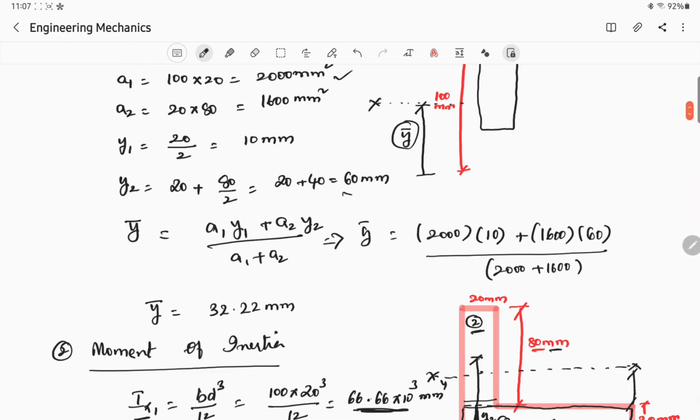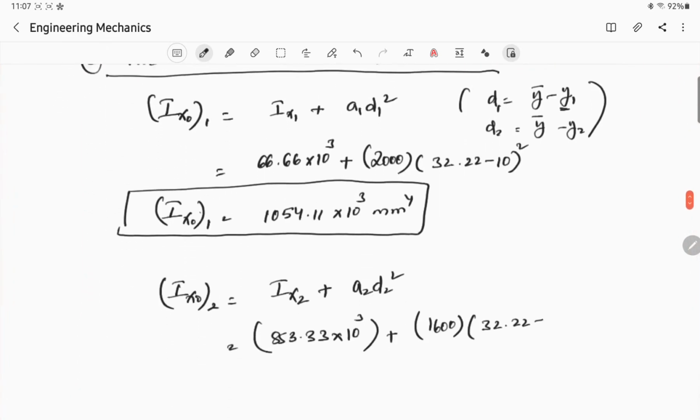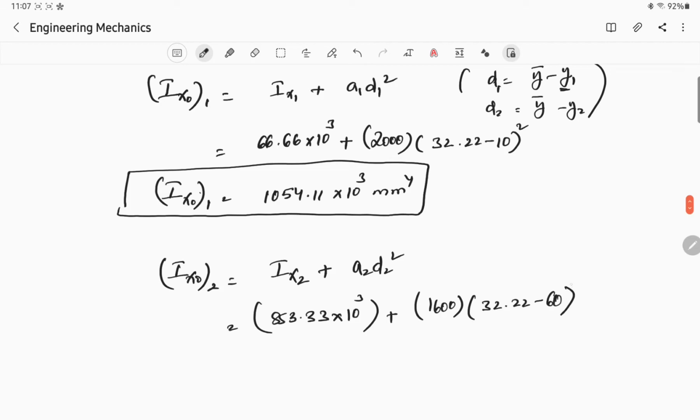See in the first thing, this is 60 we got, right? Minus 60 whole square. So once you solve this one, what happens? Because of this square, the value will become positive, isn't it? So if you solve this one, you'll get the value of Ix naught of the second element as 2088.09 into 10 power 3 mm power 4.